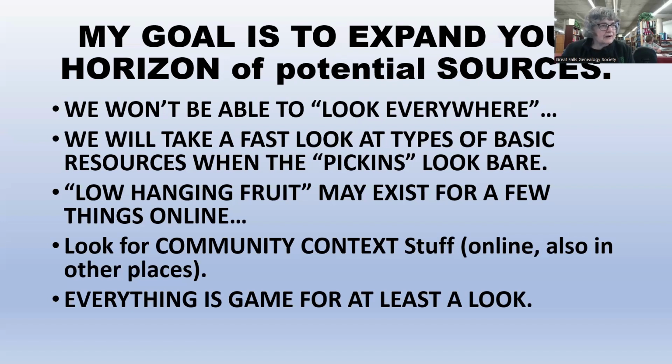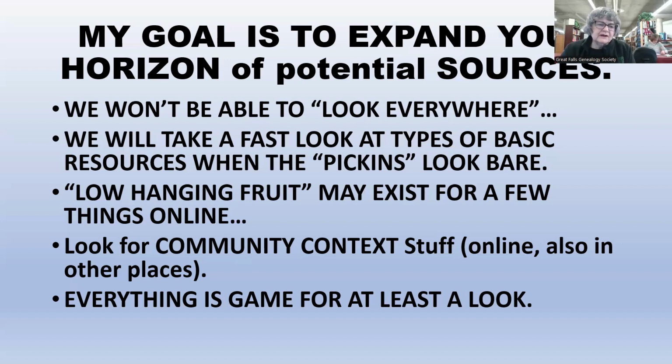So we begin this with the idea that we're not going to be able to look everywhere. We're out in a rural area, which in Montana, if you're not aware of it, 16 of our counties in Montana are still noted by the U.S. Census Bureau as pioneer counties, meaning less than one person per square mile. And so there's special conditions there when you're trying to figure out what you will do. We're going to take a fast look at types of basic resources when those pickings look bare, or you say, I've looked everywhere, but boy, I'm not finding anything about my family.